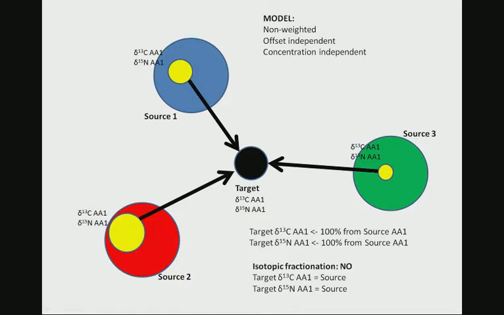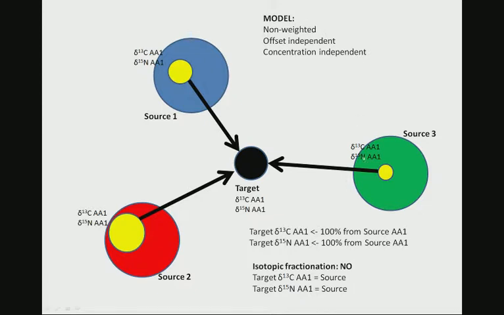Now, let's imagine that the question is how much was the contribution of each amino acid in each source towards the target. We are not really interested in the concentration of each amino acid in each source, because we just want to know what was the contribution from the amino acid itself. So this will be a concentration independent model.